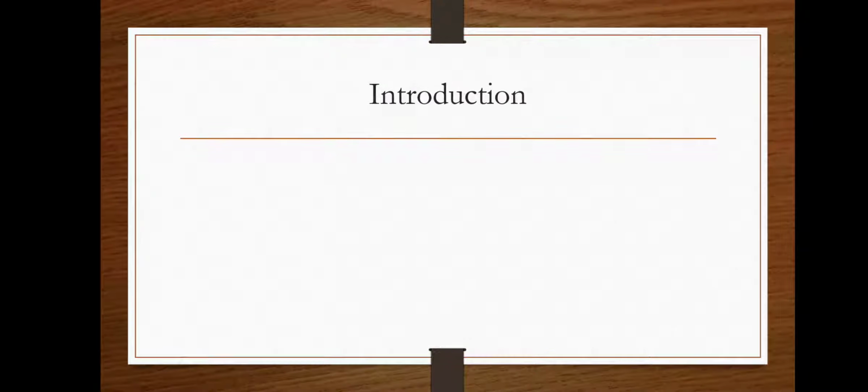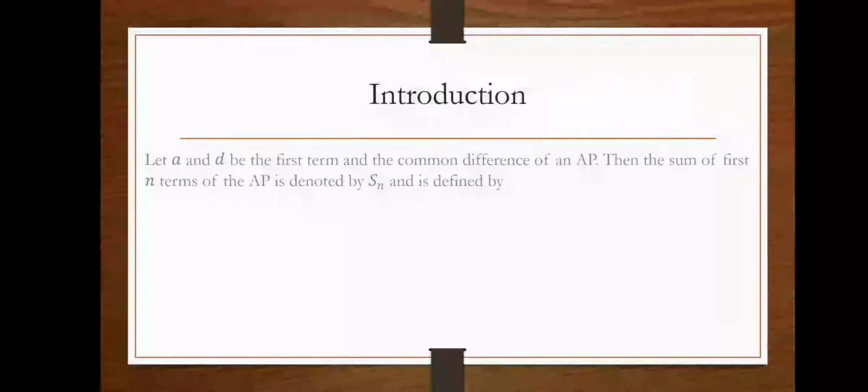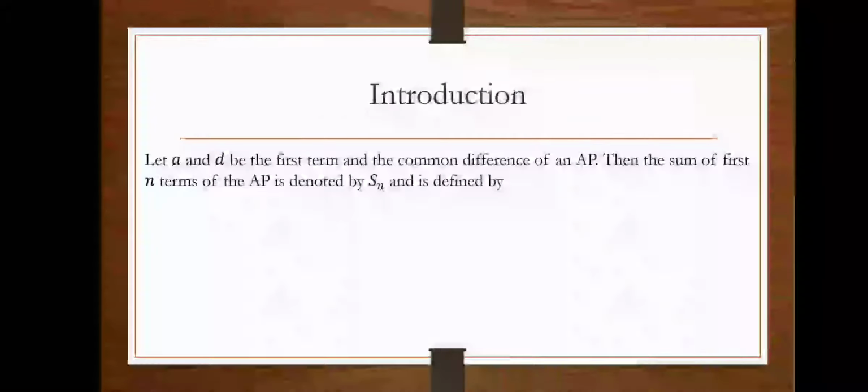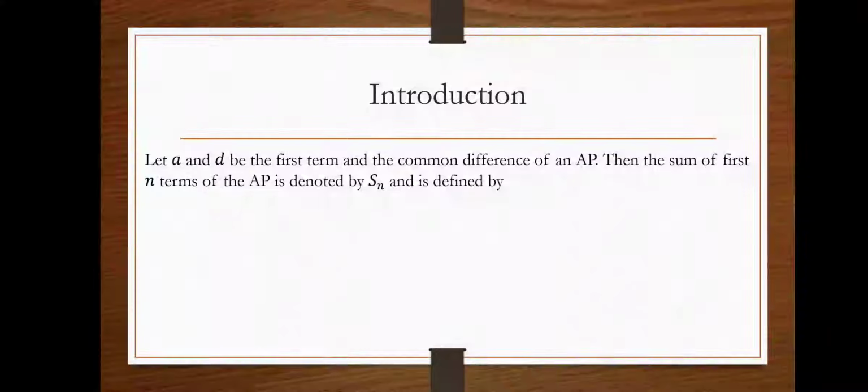Now, in arithmetic progression, if I consider small a and small d to be the first term and the common difference, then the sum of the first n terms is denoted by capital Sn. So this suggests that this is not a fixed sum, obviously. This is a variable sum depending on whatever the value of n is, and it is given by n by 2 times (a plus an). A plus an means first term plus the nth term, or in this case the last term.